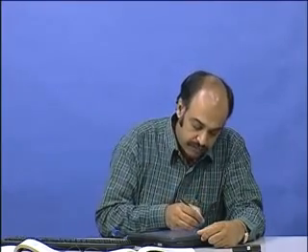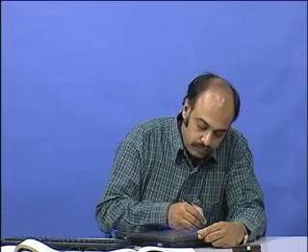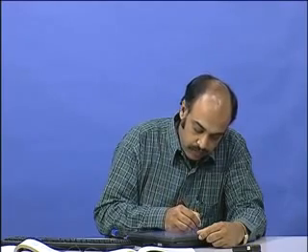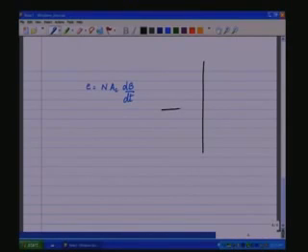Now, for sinusoidal waveforms, again from Faraday's law of electromagnetism, we have E equal to N AC dB by dt. Let us draw the BH curve. We have H and B. Let us draw the approximate BH curve. This is the BH curve.